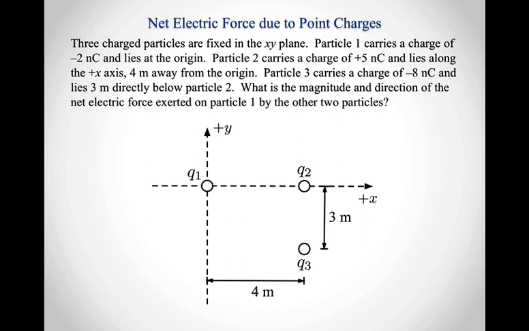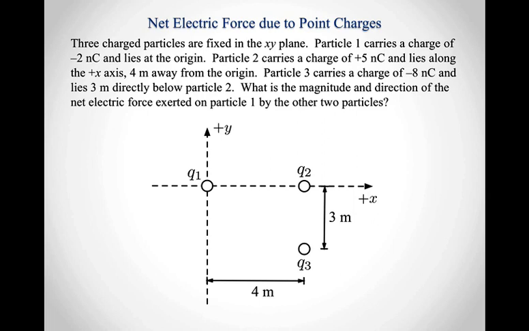Particle 1 carries a charge of -2 nanocoulombs and lies at the origin. So here's particle 1 in our picture. Particle 2 carries a charge of +5 nanocoulombs and lies along the positive x-axis 4 meters away from the origin. So here's particle 2. Particle 3 carries a charge of -8 nanocoulombs and lies 3 meters directly below particle 2. So we came 4 meters out, 3 meters down. So here's particle 3. We're interested in the magnitude and direction of the net electric force exerted on particle 1 by the other two particles.